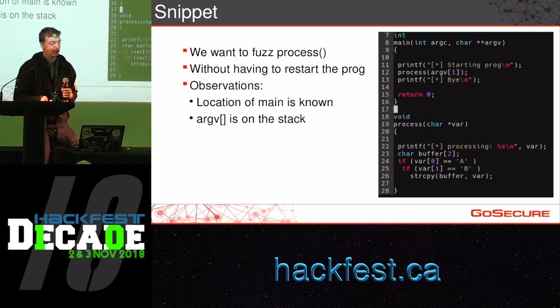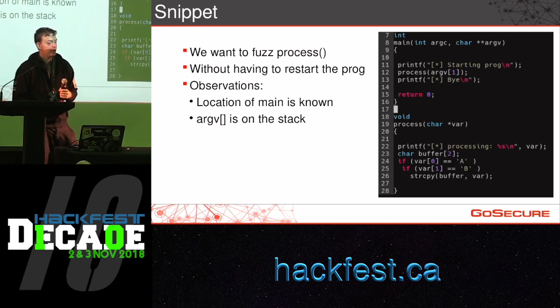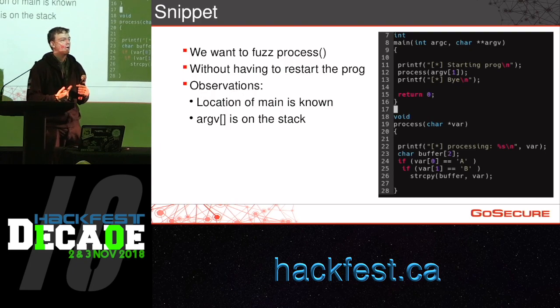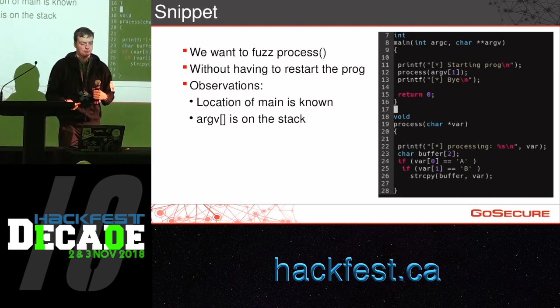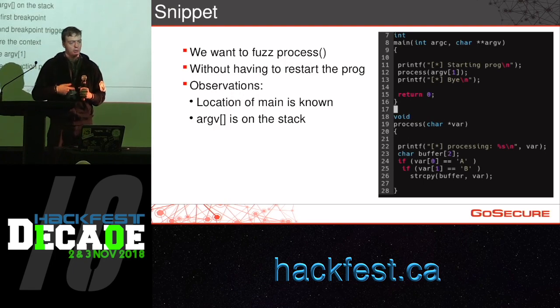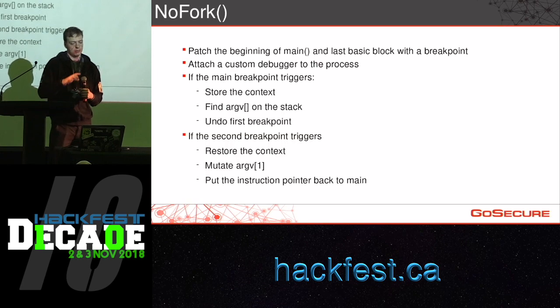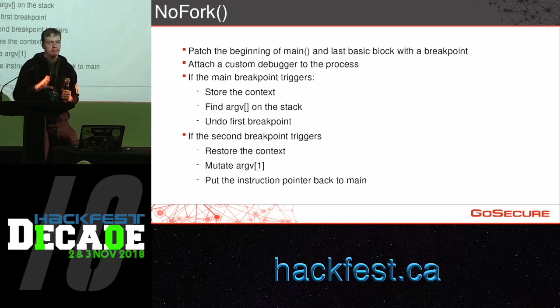We have two observations, even though we assume that we don't have the source code: finding the main function would be quite easy, and at the same time, our user input, our argv, is on the stack. What I like to do is patch the first line of main and the last line of main, so the first basic block and the last basic block, each with a breakpoint. So I frame the code areas that I'm actually interested in fuzzing.